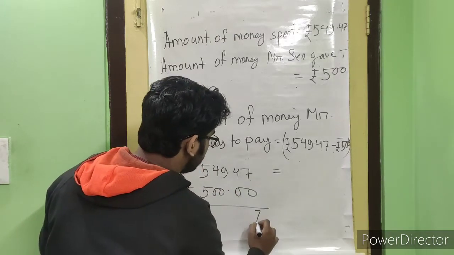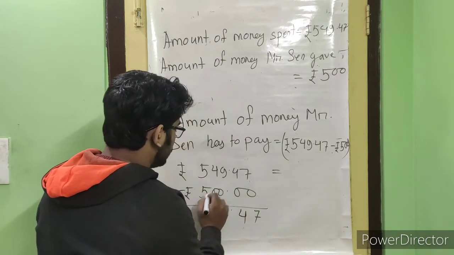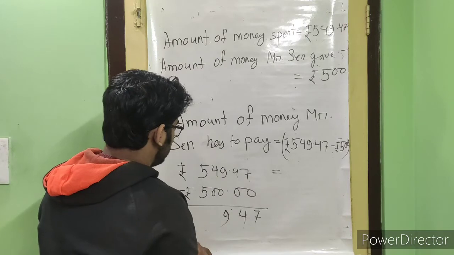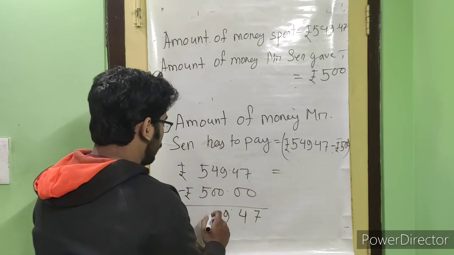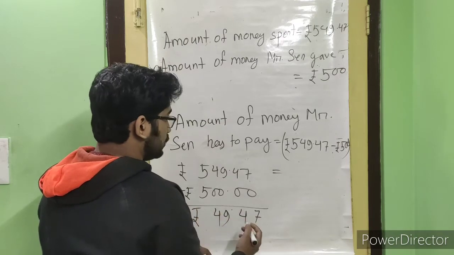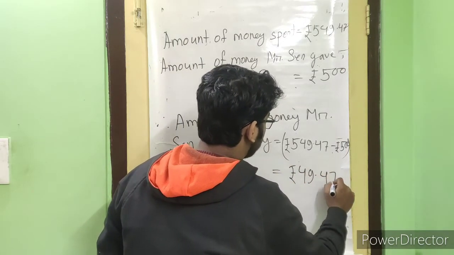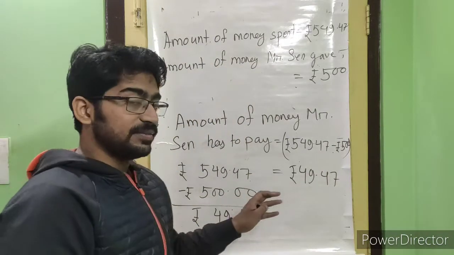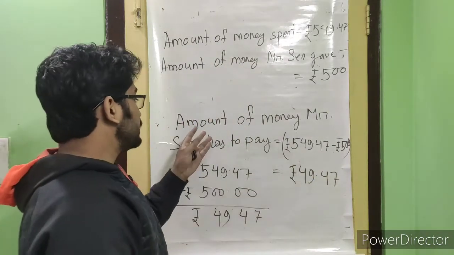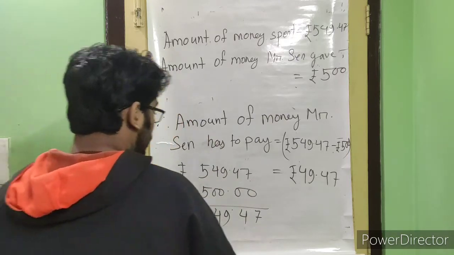Okay, so 9 minus 0, and 4 minus 0, that means 49.47. So the answer is 49.47. That means 49 rupees 47 paise Mr. Sen has to pay. So the answer will be like this.